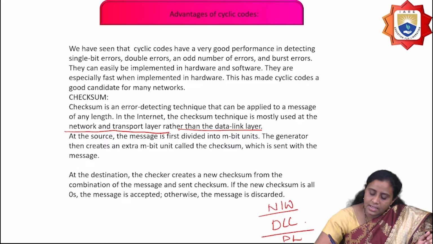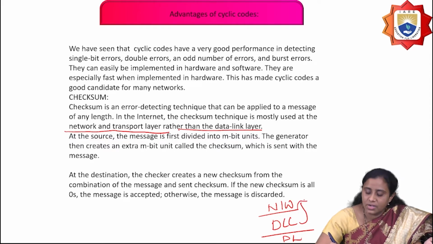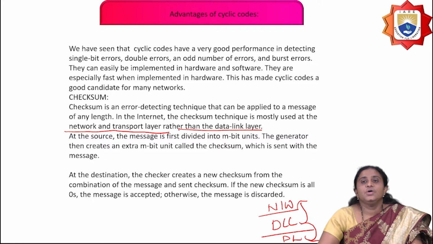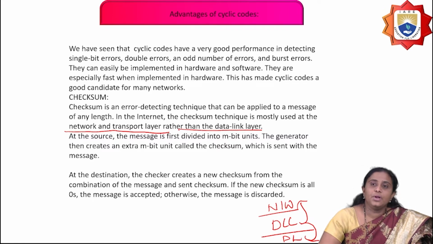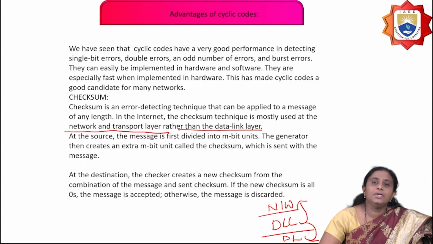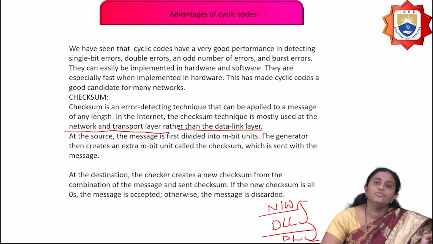So the data link layer, as I have already explained in my previous videos, can utilize the services from the network layer, and it consumes the services from the physical layer. At the source, the message is first divided into m number of units. The generator then creates an extra m-bit unit called the checksum, which is sent with the message along with the transmission mode of data.